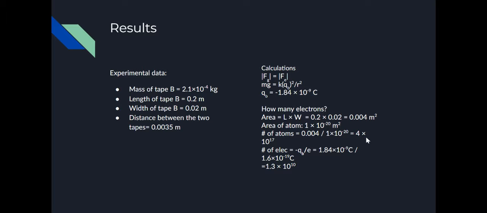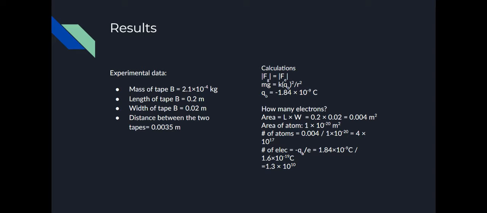This is the experimental data we've been able to get: weight of the tape, length, width, distance between the two pieces. And here are the calculations we did, where the gravitational force and the electrostatic force are equal in magnitude, where the tape will be freely floating. So we were able to tell what the Q was.